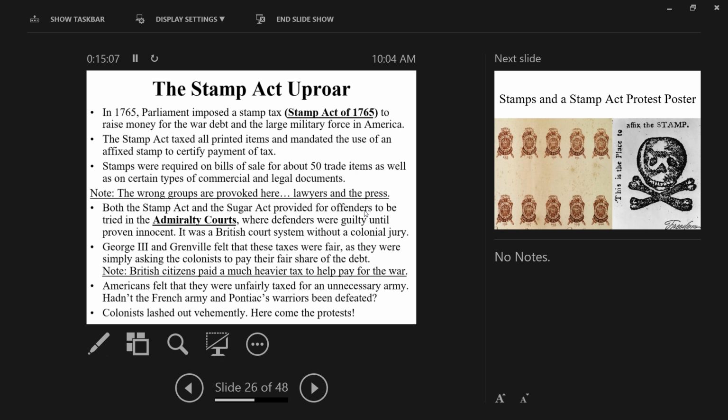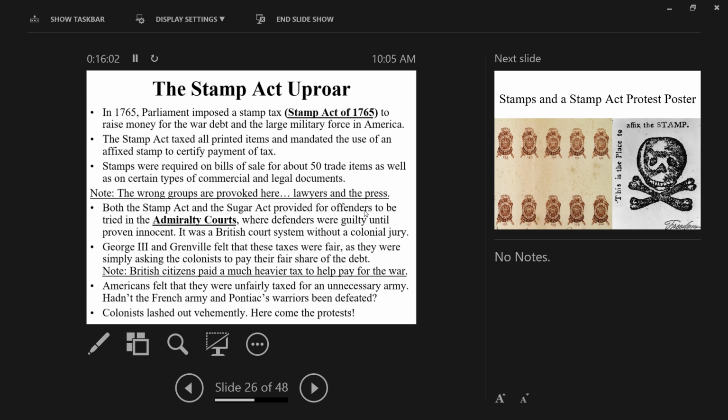So the Stamp Act taxed all printed items and mandated the use of an affixed stamp to certify payment of the tax. Interestingly enough, there were people that actually thought this would be a decent idea. One of them was Ben Franklin at first. Ben Franklin was like, this isn't the worst idea. This can only offend so many people. But he realized not too long after it was passed that this was going to create a problem, because guess what? Stamps were required on bills of sale for about 50 trade items. I'm talking about marriage licenses, birth certificates, deeds to property, playing cards, dice, you name it. If it was printed, it was taxed.